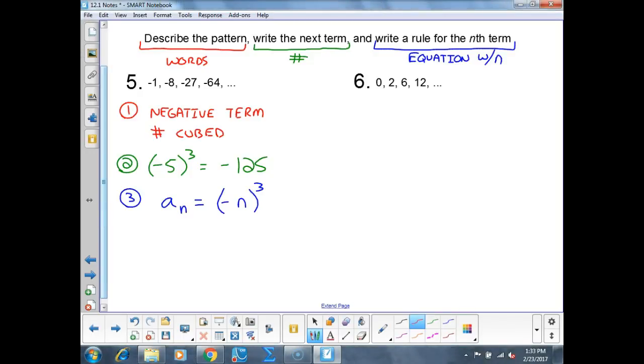Anybody want to pattern it? What you got? You add like 2 more every time. Meaning the first one you add 2, the second one you add 4, and the next one you add 6. Okay. So the next one you add 8. So the next one should be 20. Yes. Okay. And then what would that rule be?